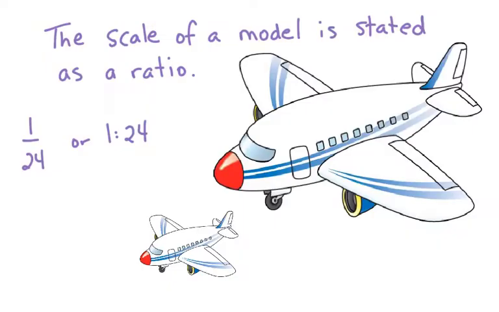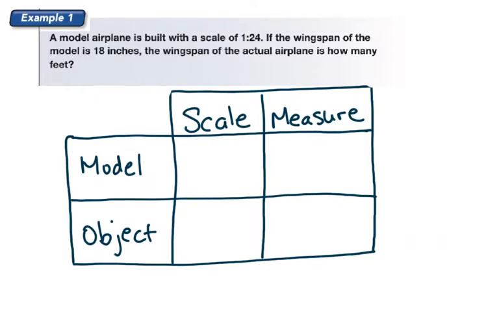All right, so the scale of a model is stated as a ratio. So if I have two airplanes and I say a model airplane is built with a scale of 1 to 24, the wingspan of the model is 18 inches. And then they're going to ask you how many feet is the wingspan of the actual airplane. Okay. So what we're going to do is we're going to use one of our handy-dandy ratio boxes. You know, we do lots and lots of ratio boxes, but they help us set up problems, so they're very helpful. Definitely something you don't want to skip out on.